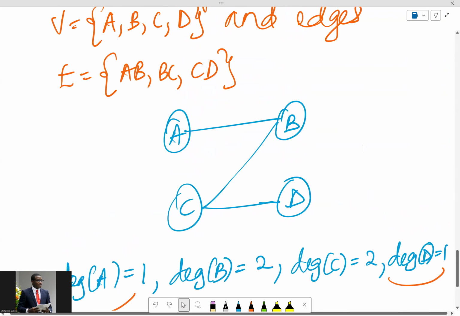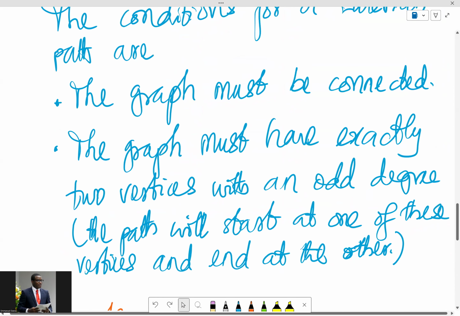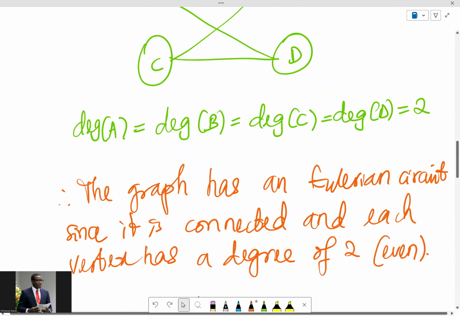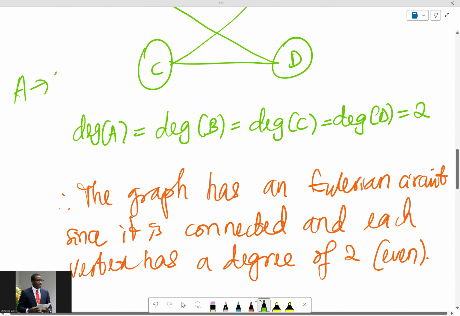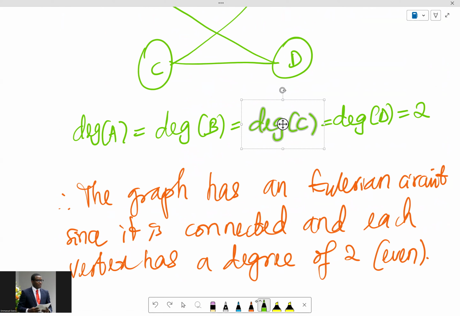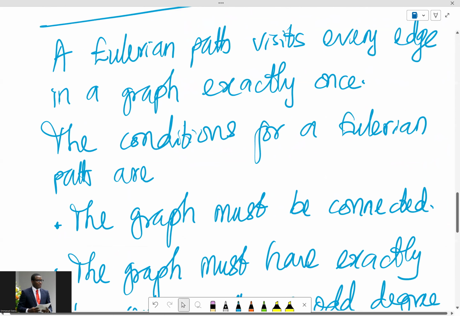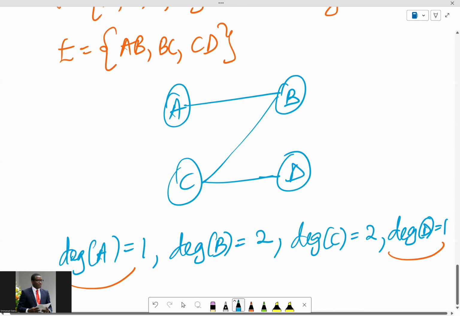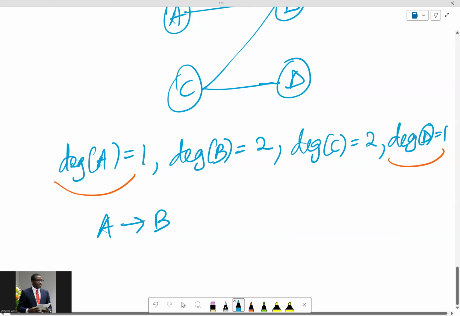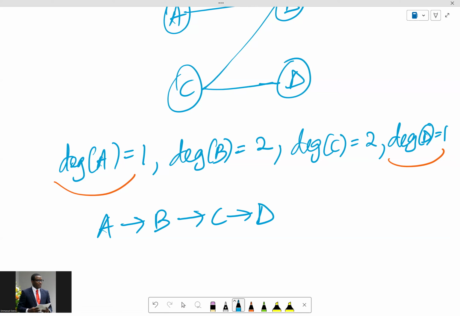So for the circuit up here, the other time, you can move from A to B to C to D and then back to A. But in the case of this path now, you cannot return to A. So you can move from A to B to C to D, and that's all you have. You don't go back into A, and that is what makes it a path.